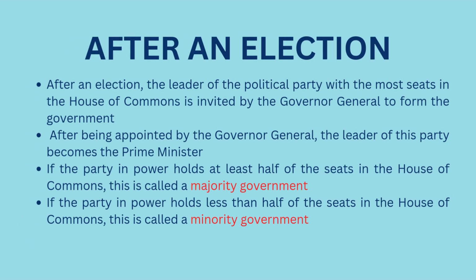After an election, the leader of the political party with the most seats in the House of Commons is invited by the Governor-General to form the government. After being appointed by the Governor-General, the leader of this party becomes the Prime Minister. If the party in power holds at least half of the seats in the House of Commons, this is called a majority government. If the party in power holds less than half of the seats in the House of Commons, this is called a minority government.